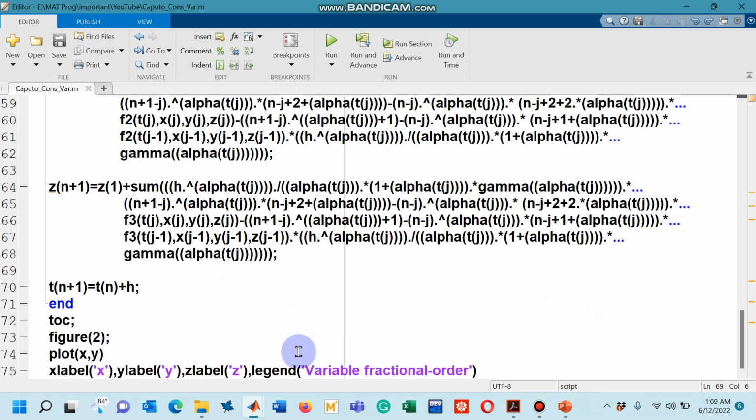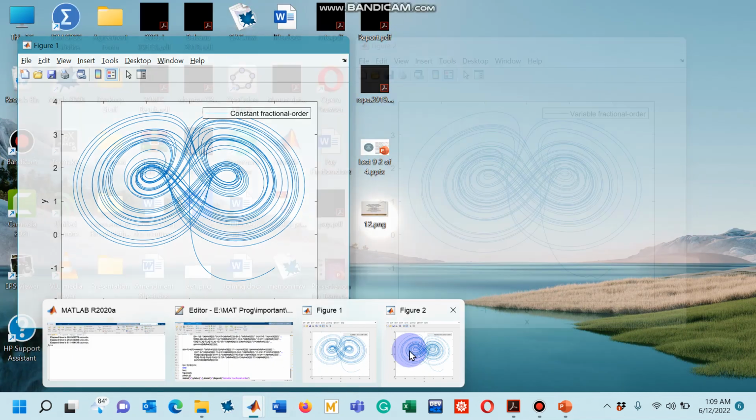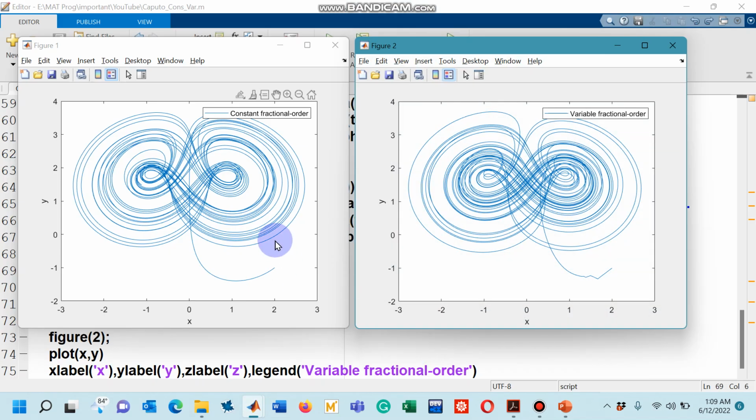It will take some time, which is why I have already plotted these two curves over here. After the simulations complete, you will get this picture: the phase diagram with constant fractional order, and this one for the variable fractional order.